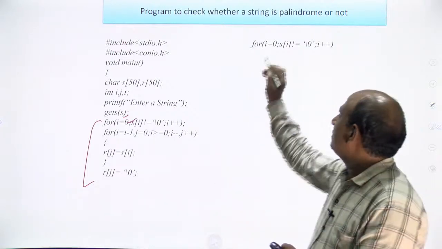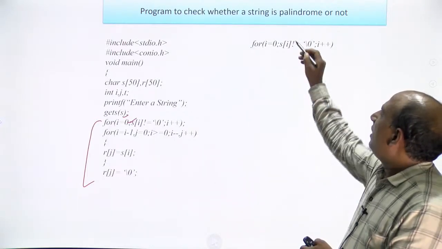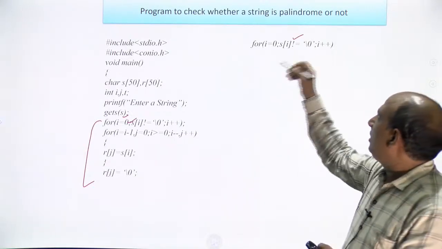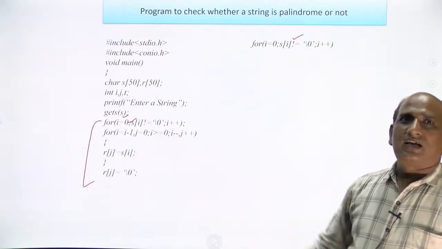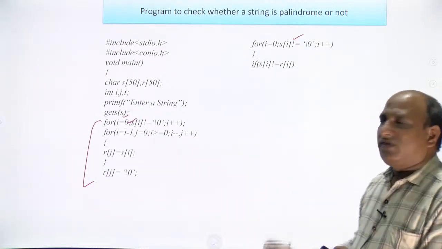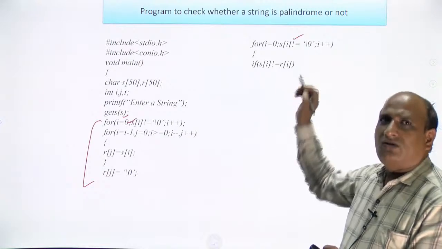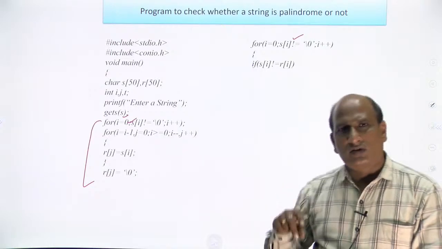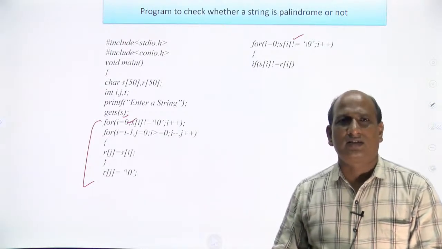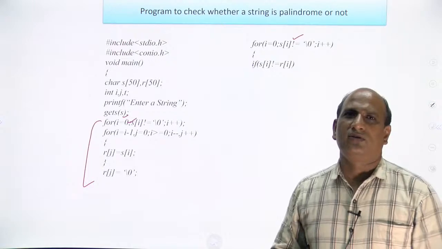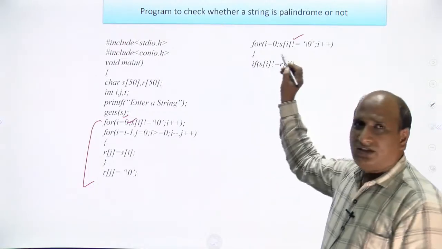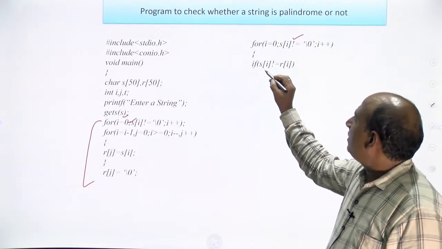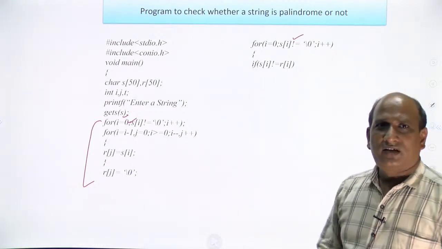So I have written this for loop for accessing characters. S of I, with I as 0, means S of 0. It will keep on accessing each character, and I check if S of I is not equal to R of I. Since S has the original string and R has the reverse string, the number of characters is the same in both strings. So I is 0, and it will check if S of 0 is not equal to R of 0.